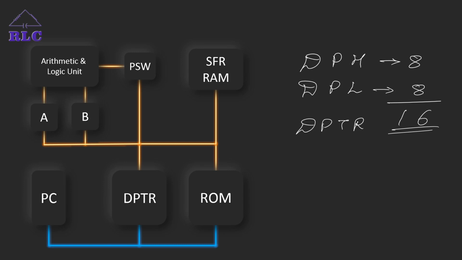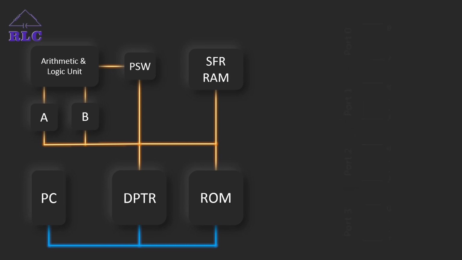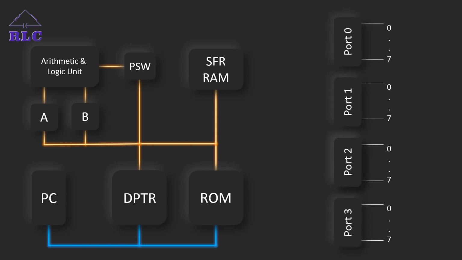That's it. Now, next, if we want to access the data externally, we require some lines to be connected to that external RAM or ROM or anything. For that we are going to use the ports. All the ports have 8-bit channels. Port 0 is 8-bit, 0 to 7. Then port 1, 0 to 7, we can observe. Then port 2, 0 to 7, port 3, 0 to 7. So 4 ports are there.